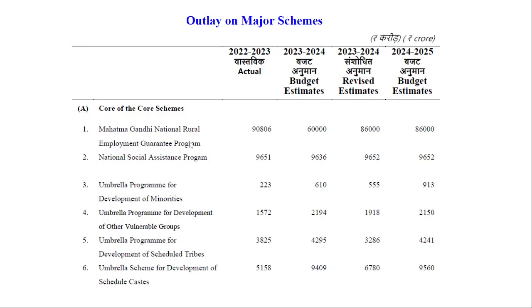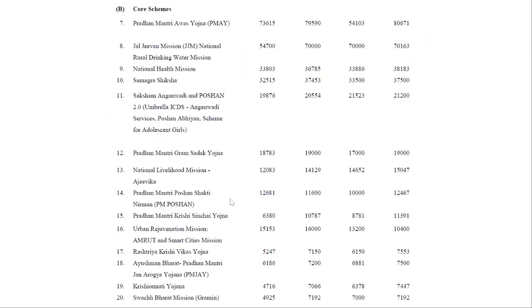So MGNREGA, just go through this also. This is in crores, right? Last year they gave 60,000 crore. This year they have given 86,000 crore. This is very important. Remember, okay? And look for any important or big ones. The other things need not be remembered. Remember this: MGNREGA is 86,000. Last time it was 60,000.